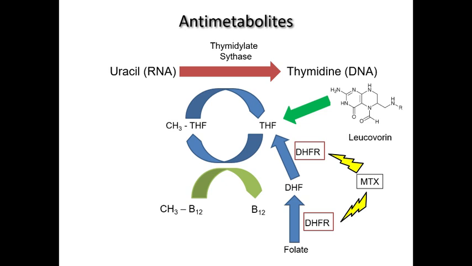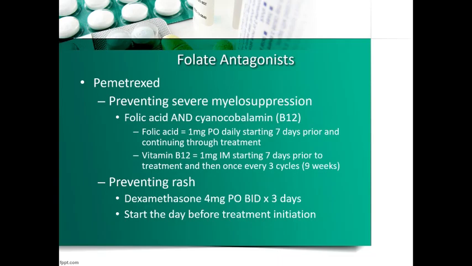So we need to supplement the bone marrow with activated folic acid, so we're essentially bypassing the methotrexate blockade so that the cell can produce, or the system can produce, thymidine, and therefore red blood cells and white blood cells. Okay, so we're rescuing the system.